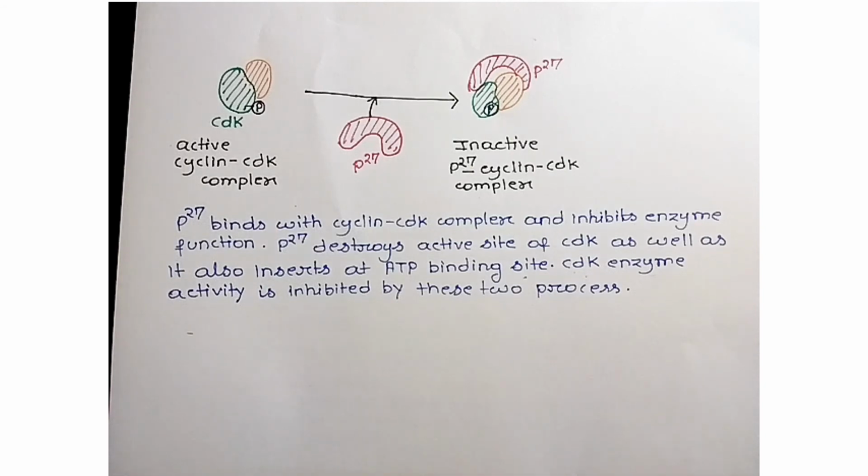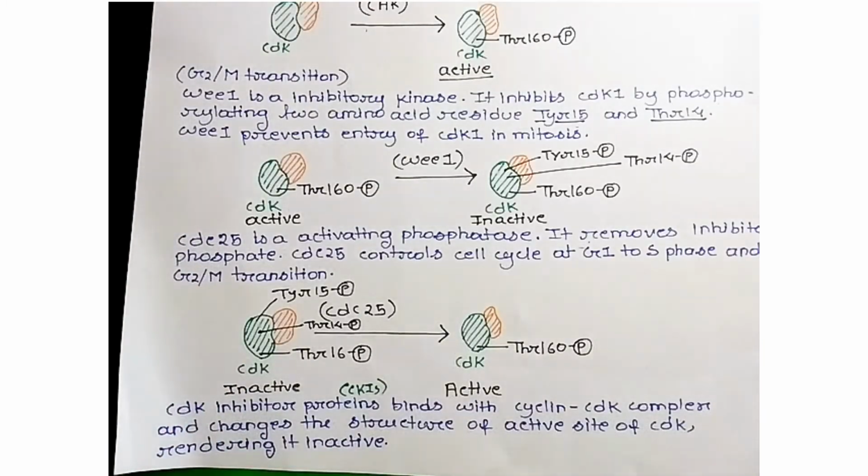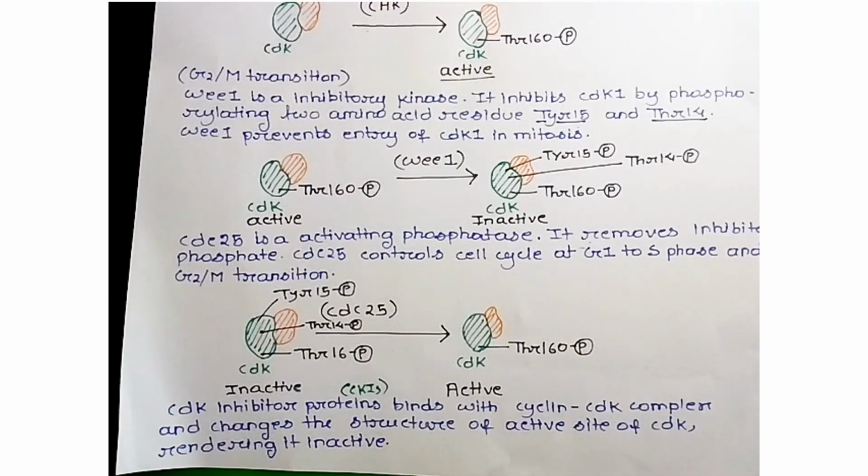So these are the important enzymes. These are the important enzymes that play a very important role in the cell cycle.